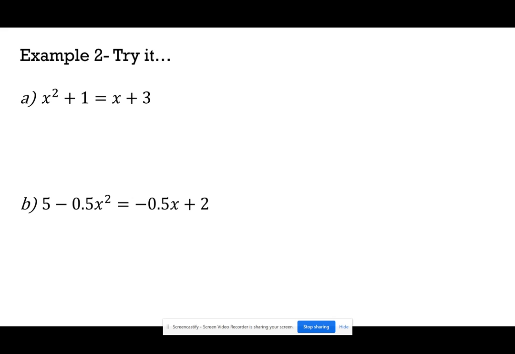Okay, so at this point, I want you to try these two. They're both set up like the one we just did. You can go to desmos.com/calculator and try on your own. I suggest pausing the video and then coming back and see if your answers are correct.